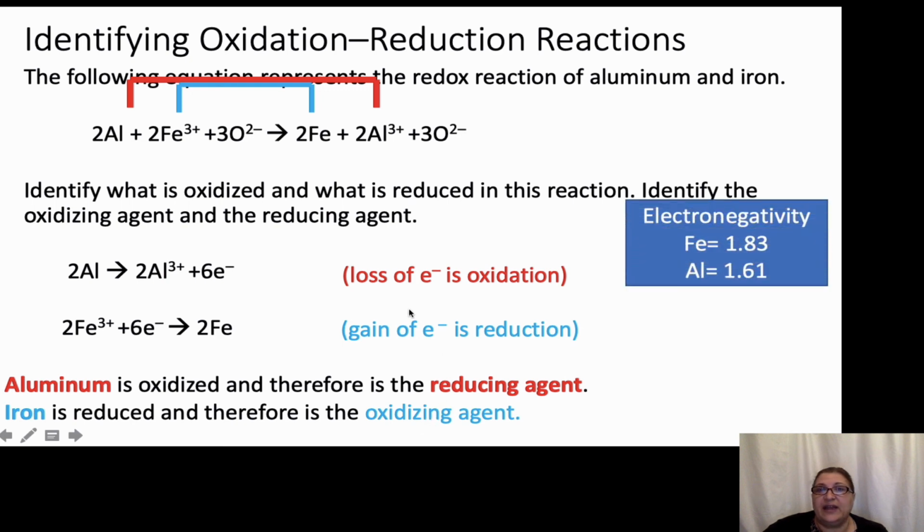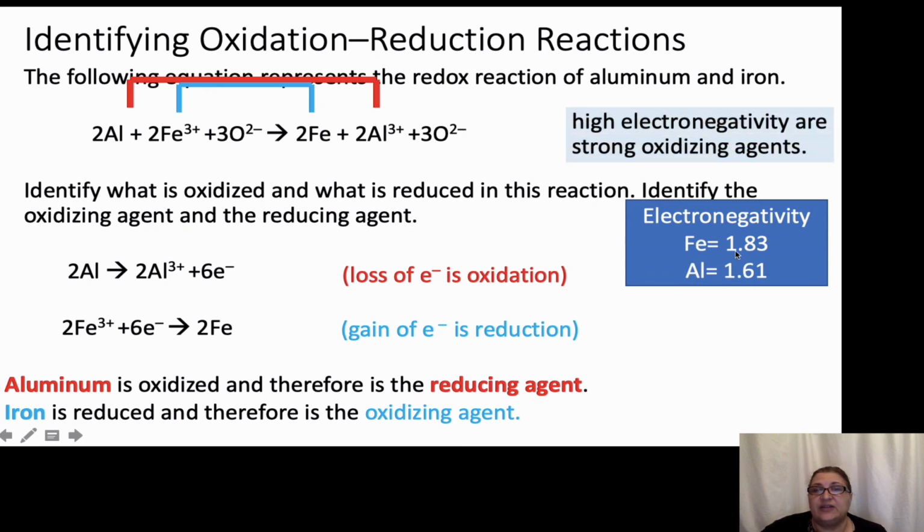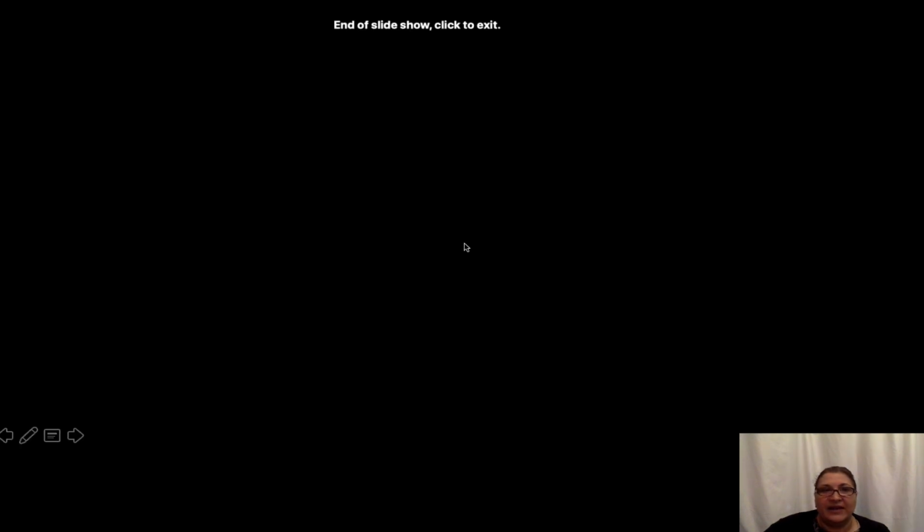And if we look at the electronegativity, iron is 1.8, aluminum is 1.6. So iron has higher electronegativity. The higher the electronegativity, the stronger the oxidizing agent. Iron is an oxidizing agent. So sometimes if you want to double check if your answer is right, have the electronegativity chart next to you and double check if you kept track of the electrons correctly. All right, and I think that's it for this section.